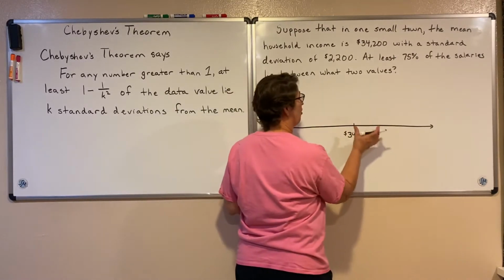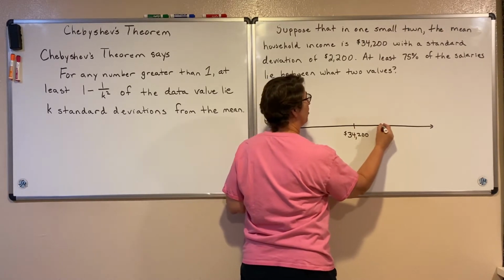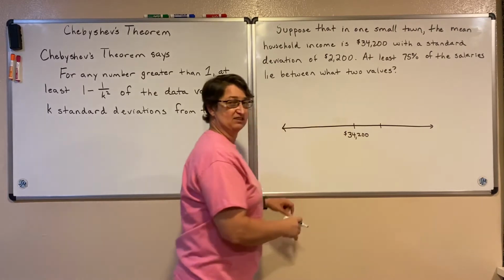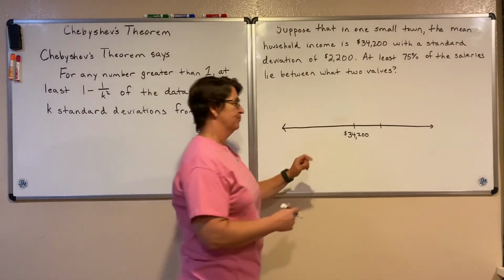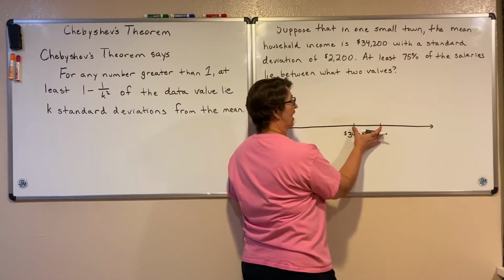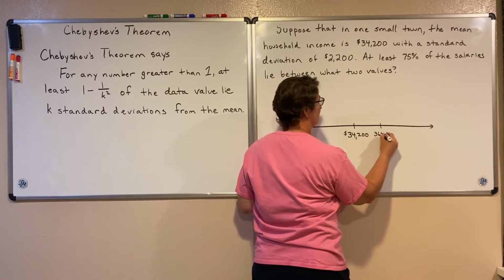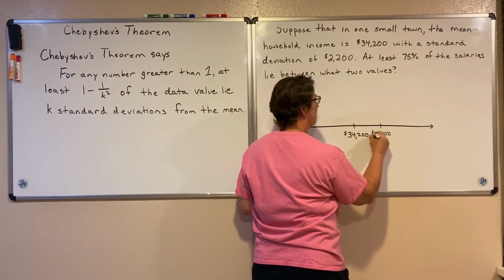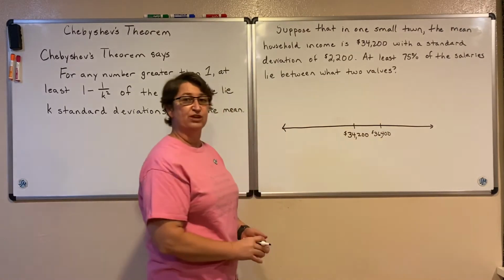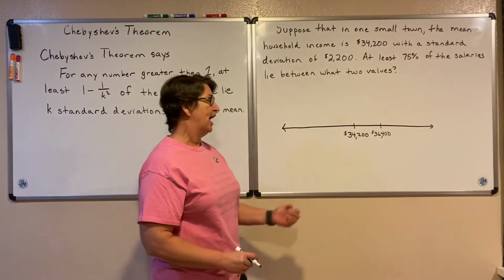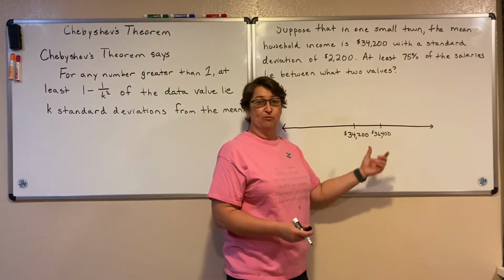So I'm going to go up one standard deviation from the mean. I'm going to go up one of those distances, one $2,200, from that mean. And if I add $2,200 to that mean, then I'm sitting at $36,400. That salary, $36,400, is one standard deviation from the mean.